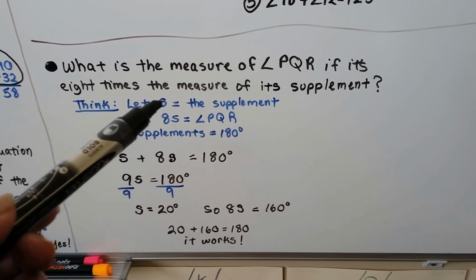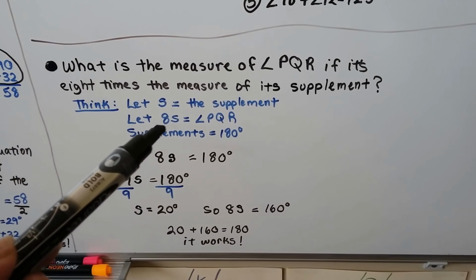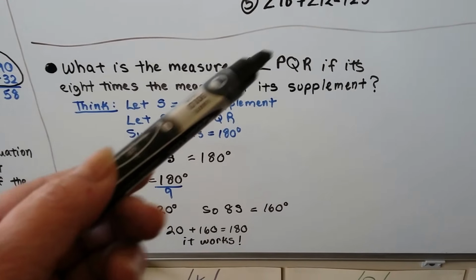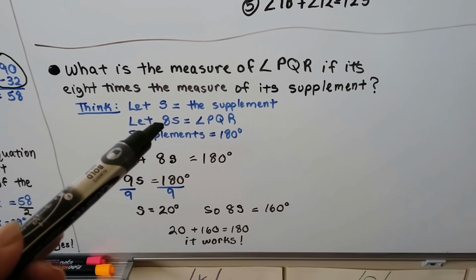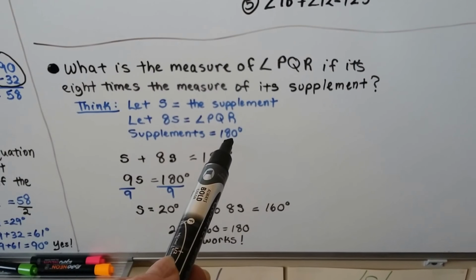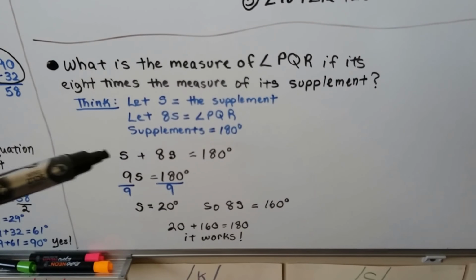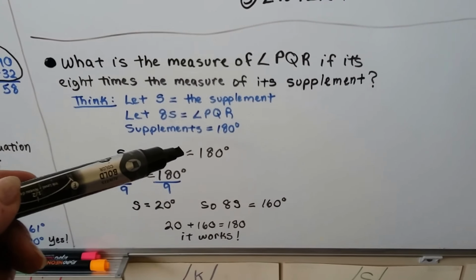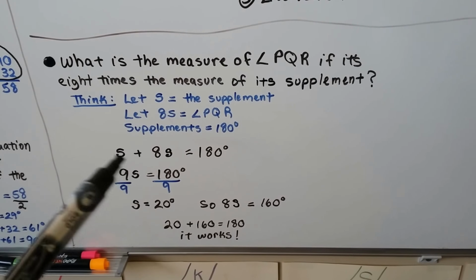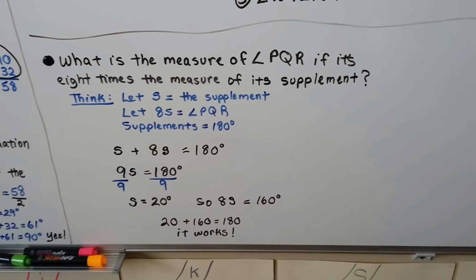So we're going to let S equal the supplement. We're going to let this angle PQR be 8S because it's 8 times the supplement, okay? Does that make sense? We use an S for supplements. We know that they have to equal 180 degrees, so we have our equation. S plus 8S equals 180 degrees. We combine like terms, and we get 9S equals 180 degrees.